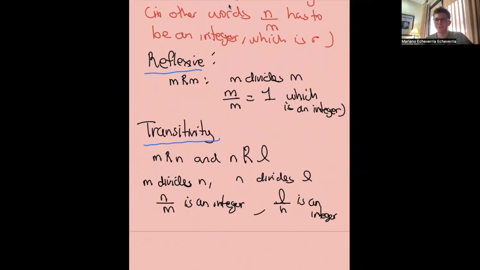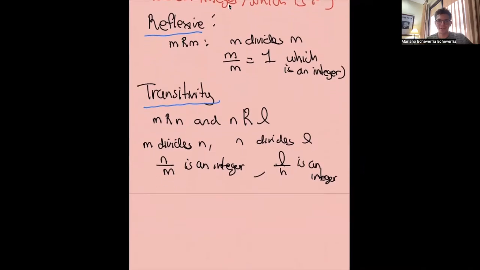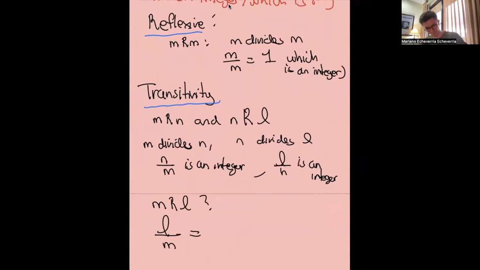Right, and so what do we want to know now? What's the question for transitivity? We want to know if m divides l, right? So this is the question. So you have to look at l over m. And is there an easy way to see that that should be an integer? There's a trick that you can use to show that this is an integer, which is?